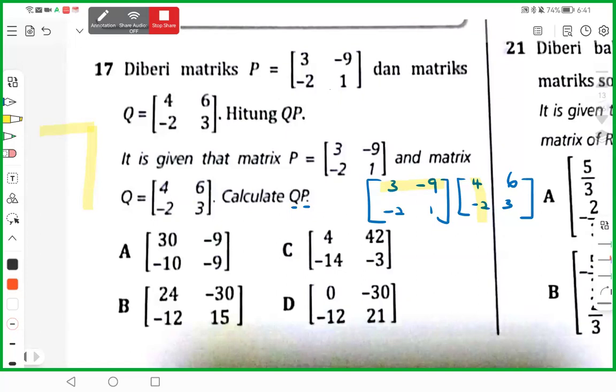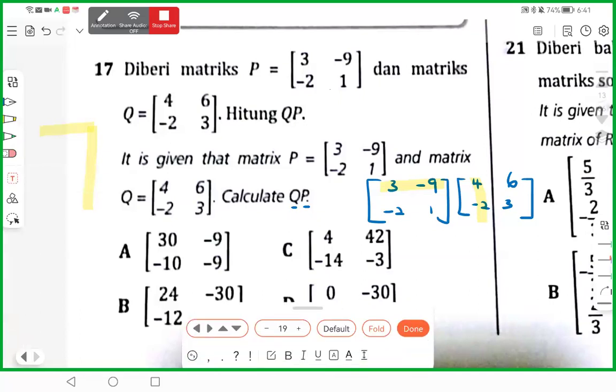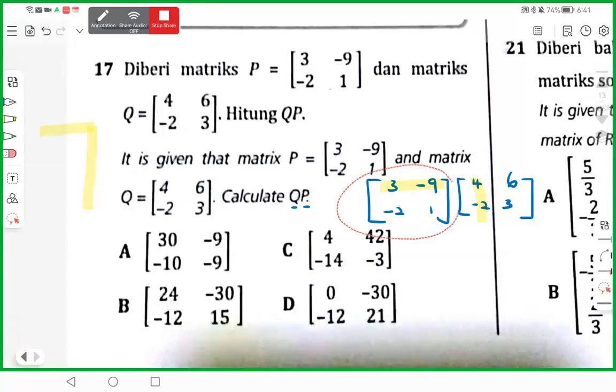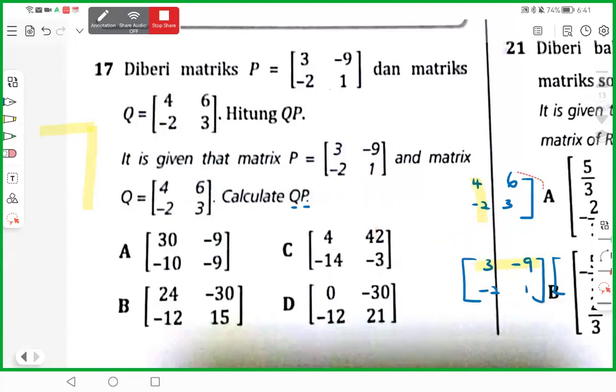Okay, so what's the answer? A, B, C, D here. Oh, I wrote. Okay, wait. Q times P. So this one has to move to the back. This one has to move to the back. Because Q first, right?